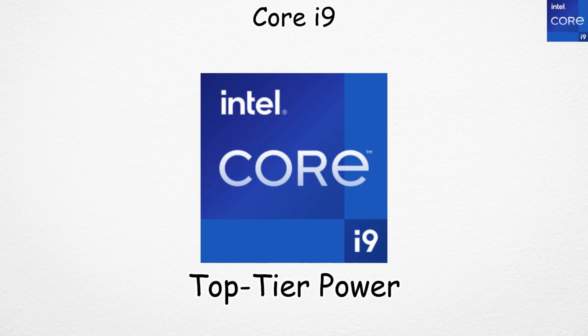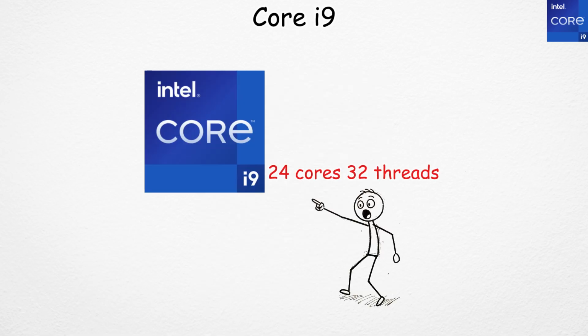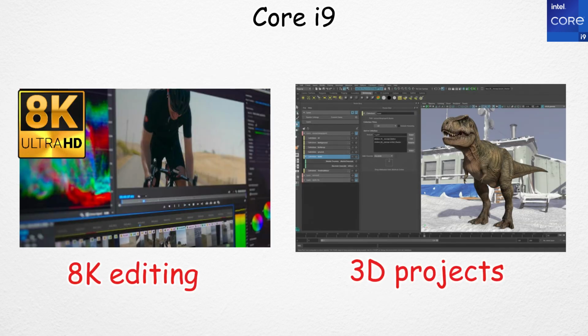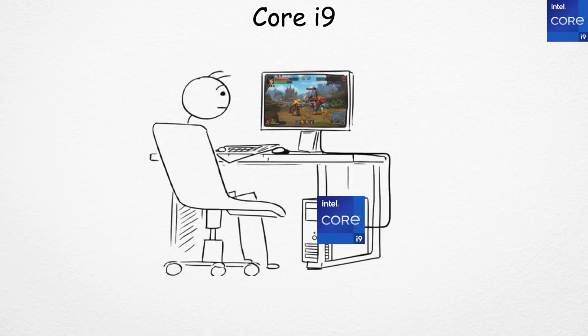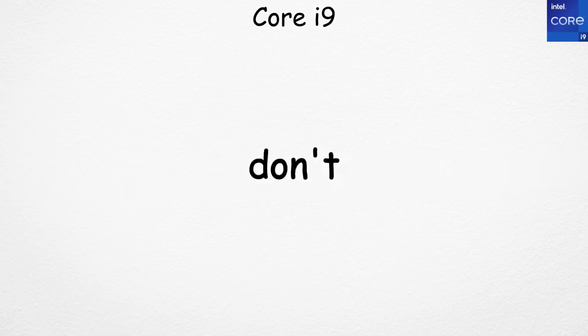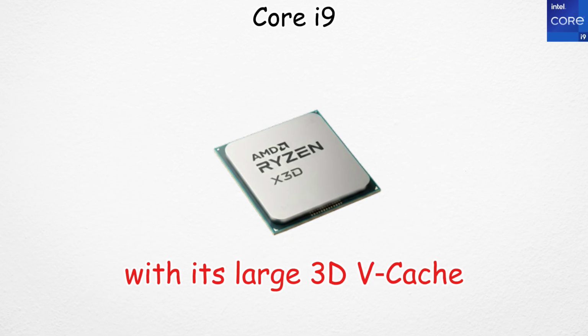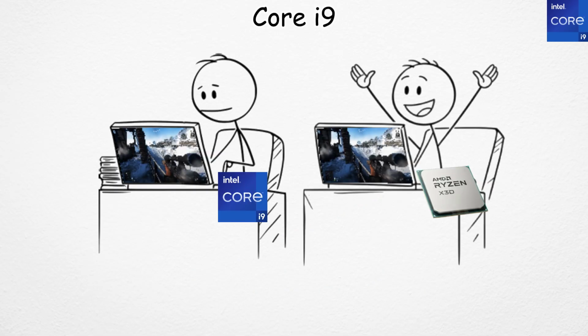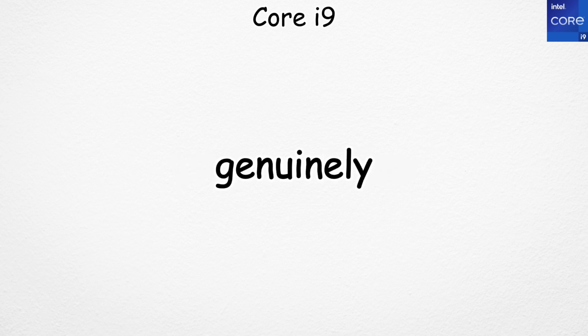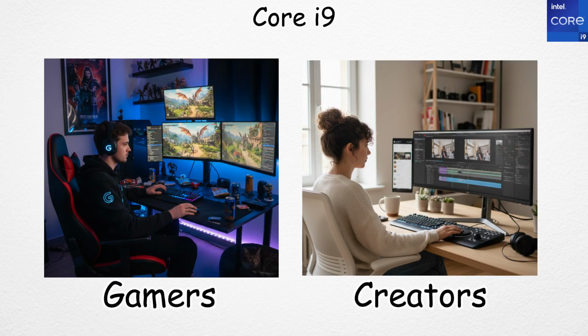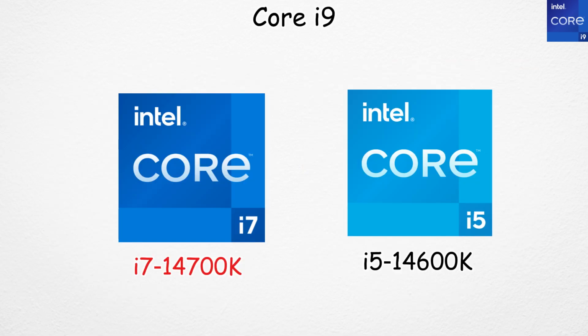Intel Core i9, top-tier power but not always necessary, boasting up to 24 cores and 32 threads for extreme workloads, professional-grade 8K editing, massive 3D projects, or maxed-out gaming. It powers through intensive jobs effortlessly, but for pure gaming, it's frequently considered overkill nowadays. Many games don't fully use all those extra cores. AMD's Ryzen X3D series, with its large 3D V-cache, often delivers noticeably better frame rates in games at similar or lower power draw and cost. Unless your workflow genuinely demands the extra cores or threads, most gamers and creators find i7 or even high-end i5 sufficient.